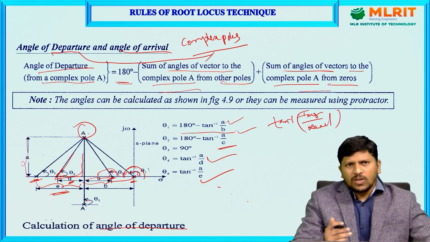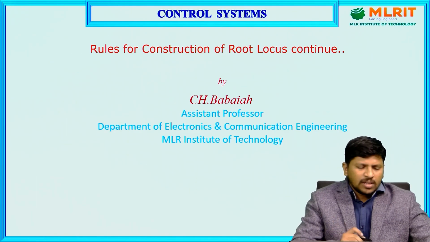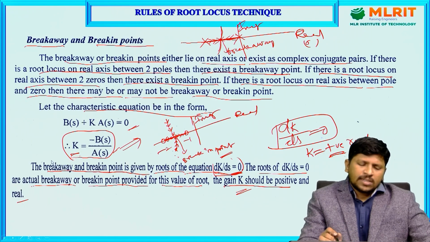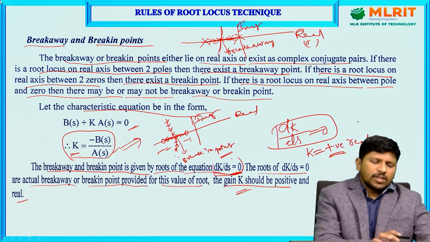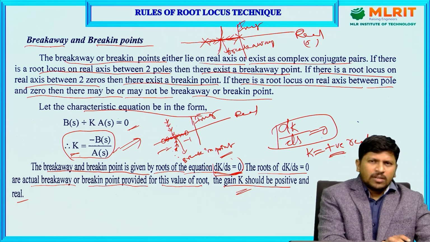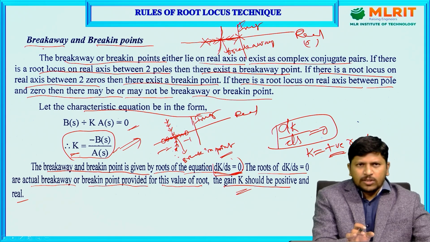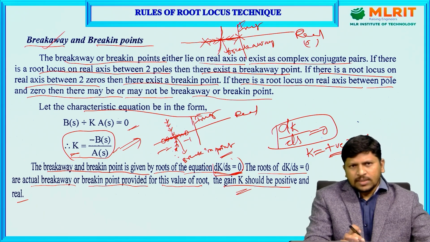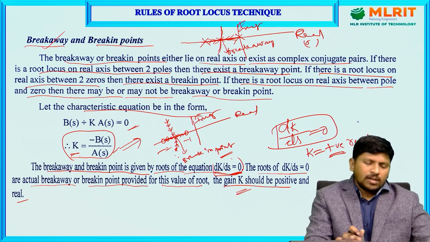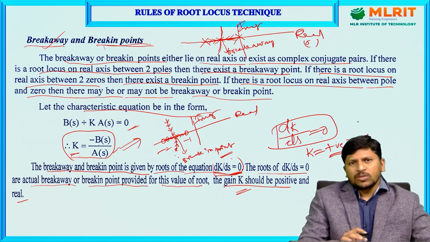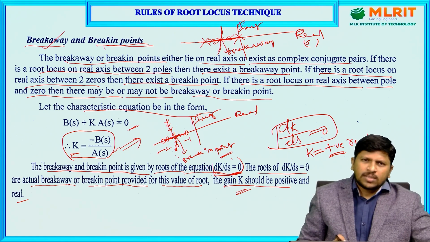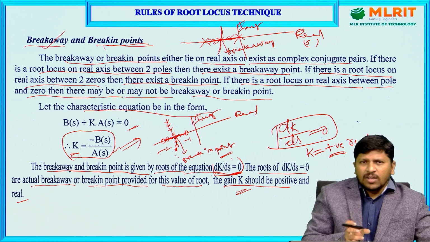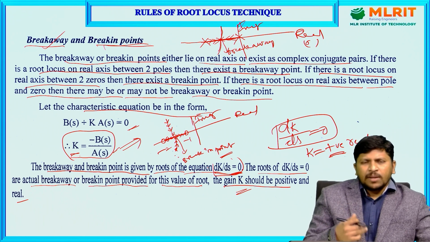Let's see all these once again, one by one. Some rules were covered in the previous class, and all the remaining rules are here. See, breakaway and break-in points. What is a breakaway point? A breakaway point occurs when there are two adjacent poles and a root locus exists between them. A break-in point occurs when there are two adjacent zeros and a root locus exists in between the two zeros.